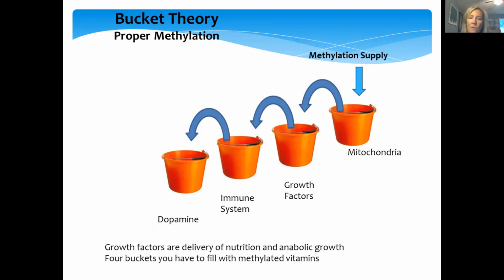But then, when that bucket has enough, it can overflow to the next one, which is growth factors. And that is basically sustaining our body, repairing tissue, growing. Then we go to the immune system, and last of all, dopamine. So if you have a deficiency, you can see how it affects things in kind of a chronological order here. Typically, when I see people, all of those things are affected. It's rarely just fatigue. Usually there's dysfunction everywhere in the body.